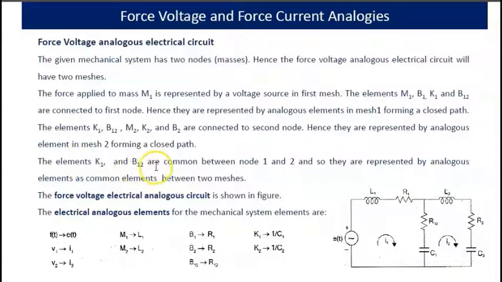The elements K1 and B12 are common between node 1 and 2 in the mechanical system, and so they are represented by analogous elements as common elements between two meshes. So we can see that for K1 the analogous value is C1 and for B12 the analogous value is R12. So R12 and C1 are the common elements between two meshes. Take the analogous values of all these elements and draw the two meshes. So this will be the force voltage analogous electrical circuit of the given mechanical system.